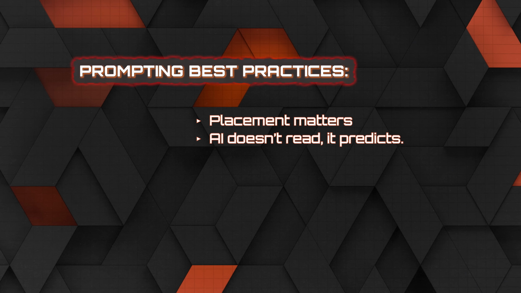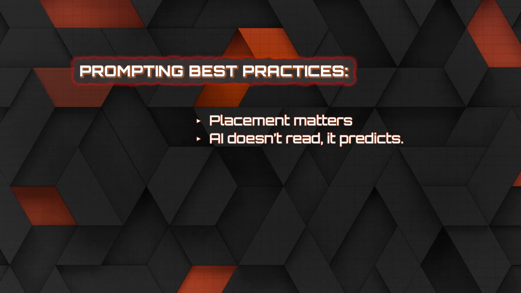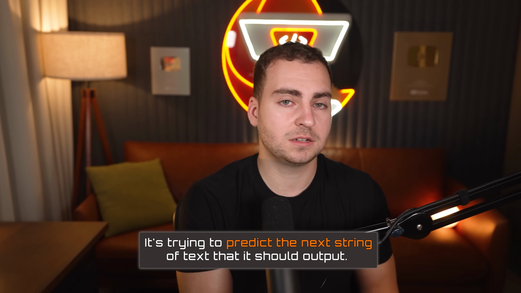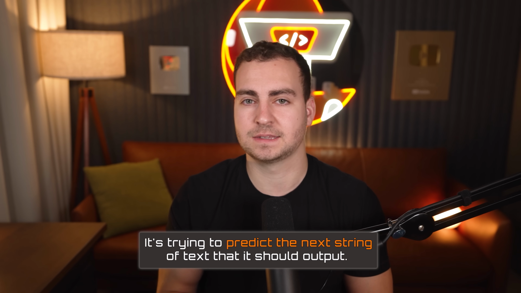So if there's something important you want the model to do, don't dump it in the middle. Next is that AI doesn't read, it predicts. Now, what I mean by that is that while it seems like AI is going to read through all of your content and reason through it, effectively what it's doing is it's trying to predict the next string of text that it should output. So just keep that in mind, because if you understand that really these models just act like a text prediction system, you can prompt it in such a way that it predicts the text more reliably as opposed to asking it something, right? Or giving it kind of vague instructions.